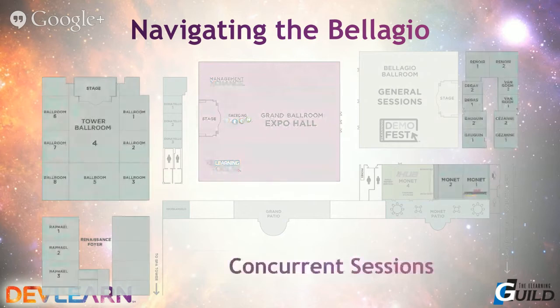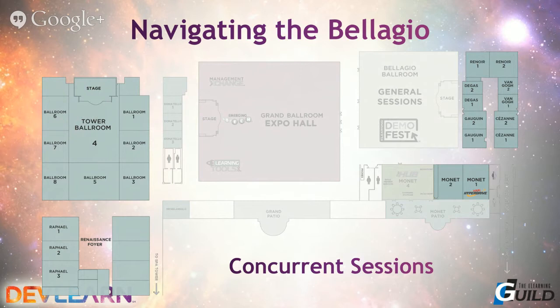Speaking of sessions, we also have well over 120 different sessions taking place throughout the conference, beyond just the 30 that are on those learning stages. They're going to be taking place in the different rooms located on the left and the right-hand side of your map highlighted right now: the Tower Ballrooms and the Renaissance Foyer on the left, as well as the artist-named rooms on the right-hand side, including Monet, Degas, Renoir, and others.